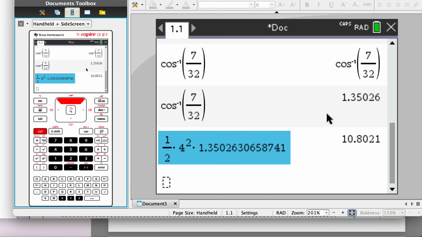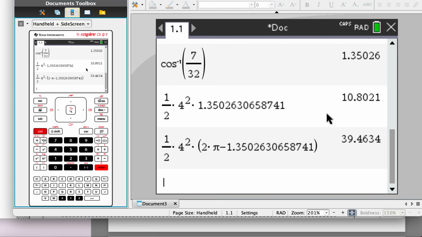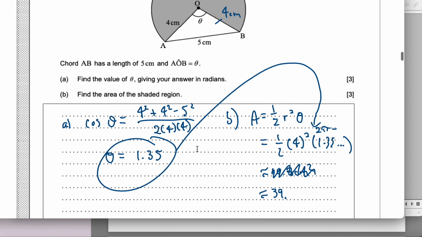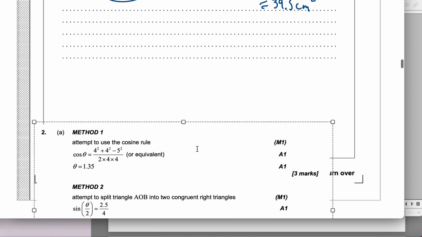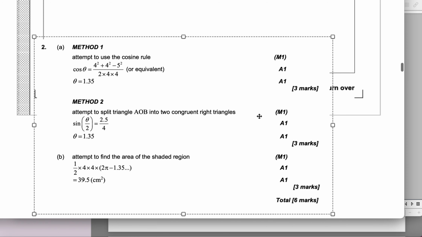Okay, so I'm going to come here. This is one thing I like about using these calculators. We can speed up the process instead of rewriting everything. So 2 pi minus that, and it should be this. Okay, so 39.5. Okay, so 39.5 centimeters squared. Okay, so let's check that. Okay, so you can see there it is, and everything looks good, so hopefully no trick there.